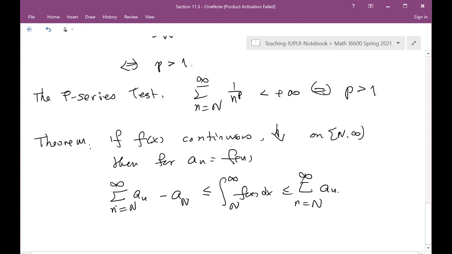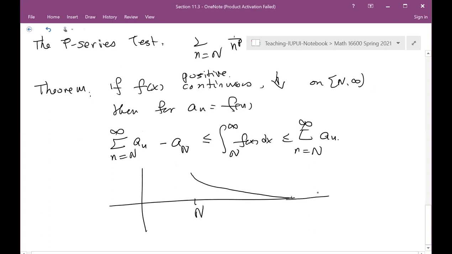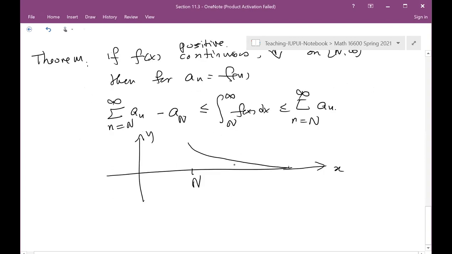So you can tell when it's convergent and when it's divergent. Oh, sorry, this should be positive. Yes, positive, decreasing. We're talking about positive functions. There are three conditions here: positive, decreasing, continuous. So this is the kind of function. Here's n, and this is the value at n, which is equal to f of n. That's a picture.